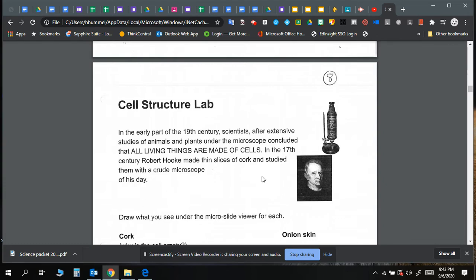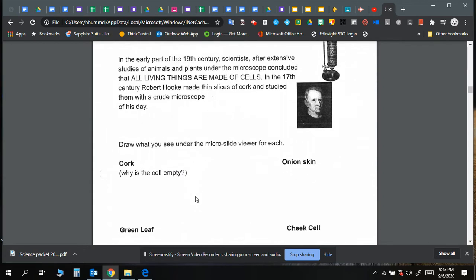Cell Structure Lab. In the early part of the 19th century, scientists, after extensive studies of animals and plants under the microscope, concluded that all living things are made of cells. In the 17th century, Robert Hooke made thin slices of cork and studied them with a crude microscope of his day. And this is a picture of that microscope, and there's Robert Hooke.